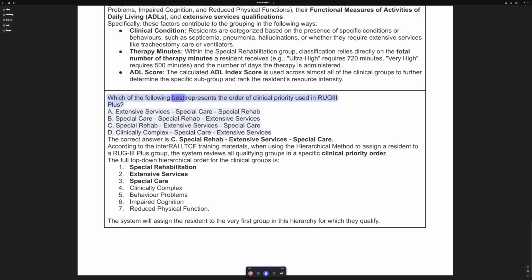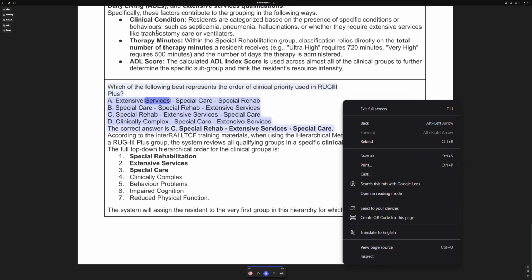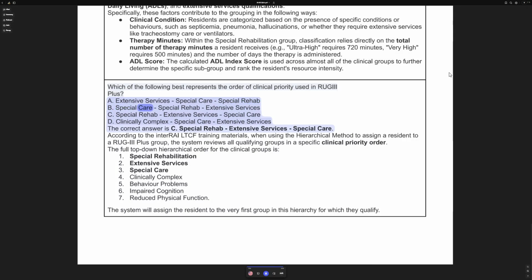Which of the following best represents the order of clinical priority used in RUG 3+? A. Extensive services, special care, special rehab. B. Special care, special rehab, extensive services. C. Special rehab, extensive services, special care. D. Clinically complex, special care, extensive services. The correct answer is C. Special rehab, extensive services, special care.